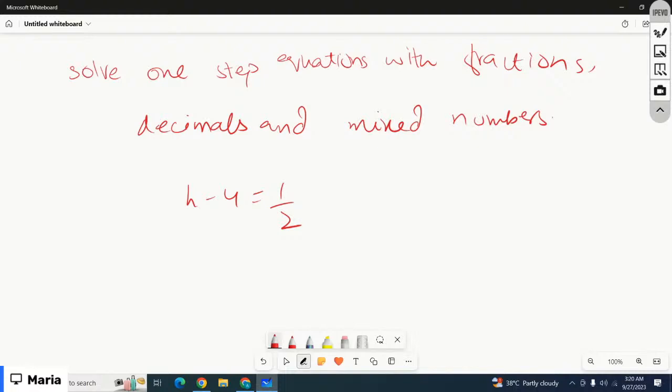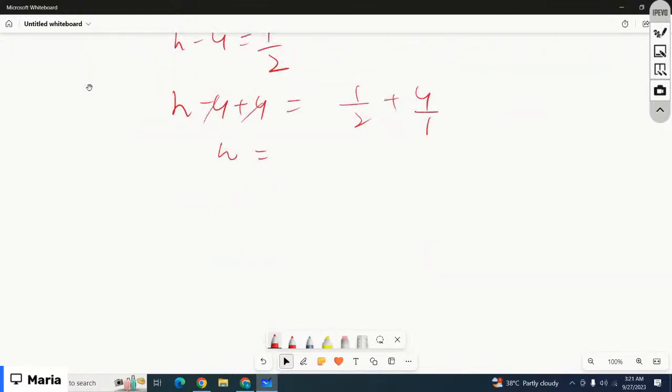You have to add 4 to both sides, right? That would be h minus 4 plus 4, that is 1 over 2 plus 4, right? 4 and 4 cancel out, you are left with just h. So you have to add 1 over 2 and 4 over 1. You cannot add fractions until the fractions have the same denominators. You have to make the denominators the same.